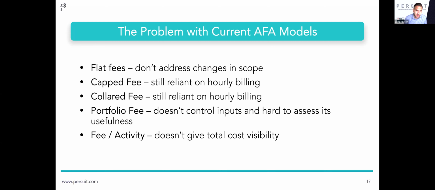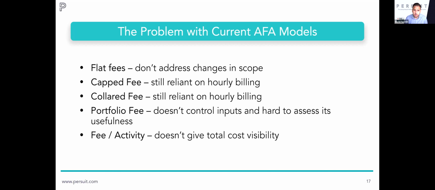The other problems with these other models: cap fees are still reliant on hourly billing. Collared fees are still reliant on hourly billing. The portfolio fee doesn't control the inputs. If you've got a lot of matters, you can't really control if one matter is triple the size of another matter. The portfolio fee doesn't really handle that unless you're agreeing to what each of those specific matters costs, and then you're getting away from the essence of the portfolio fee.